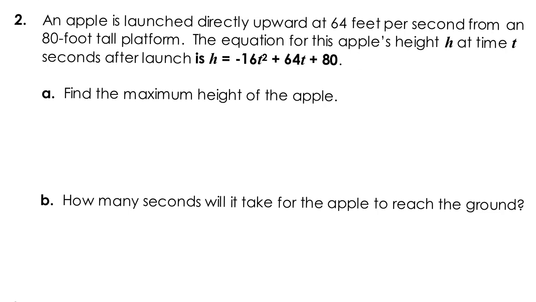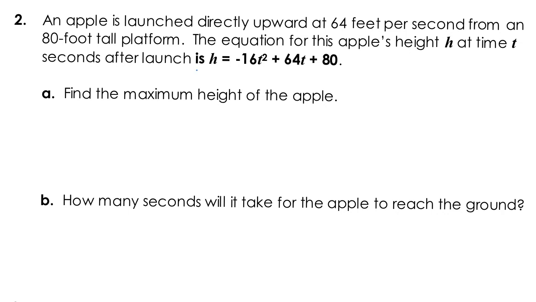Okay, let's take a look at problem number 2 from your projectile motion worksheet. An apple is launched directly upward at 64 feet per second from an 80-foot tall platform. The equation for this apple's height h at time t seconds after launch is h equals negative 16t squared plus 64t plus 80.